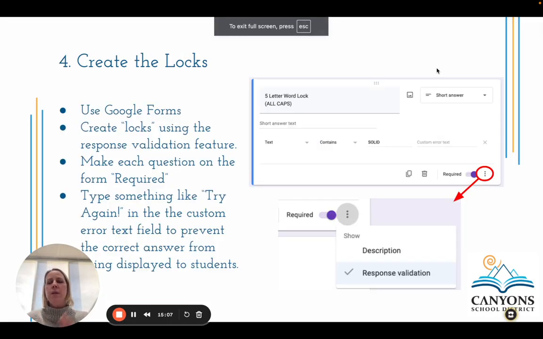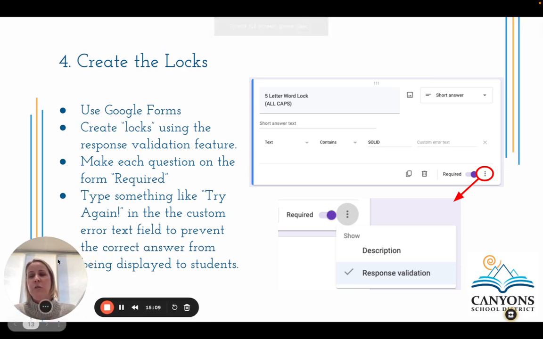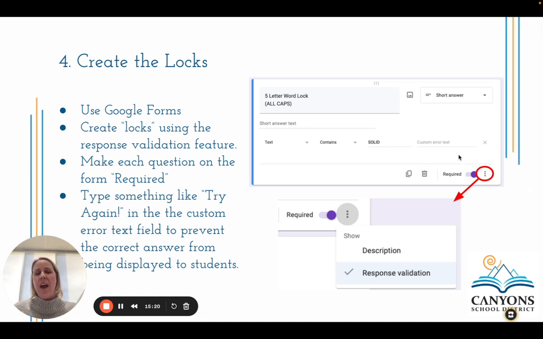Okay, so after you create your images, this is where you can go to Google Forms and create your locks. And I actually do recommend using Google Forms for this, where you create your locks using the response validation feature. When you add your question, and I'll show you how in just a second, there's the 3 little dots next to required, and you would want to make sure each question is required. But when you click on the 3 little dots, you want to check response validation, because this is where you can say it must contain solid or whatever numbers you want it to be.